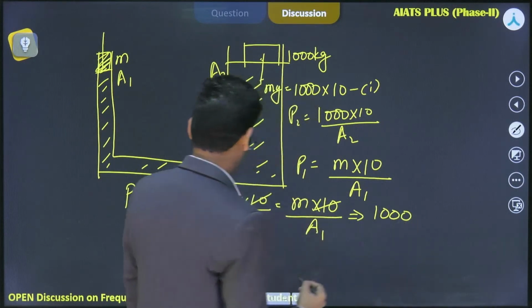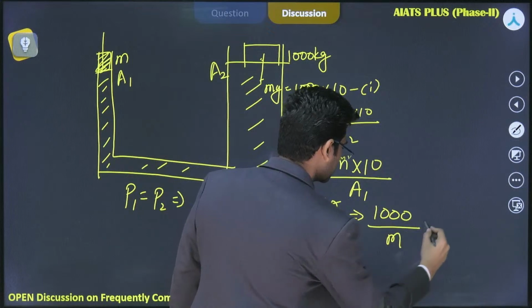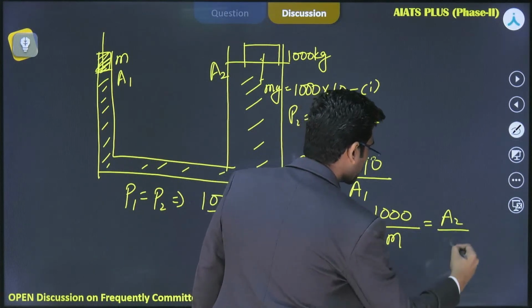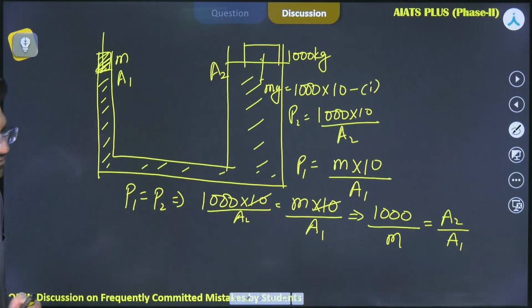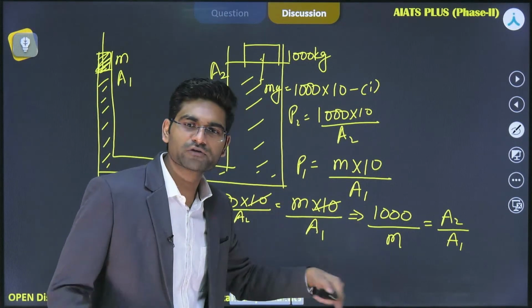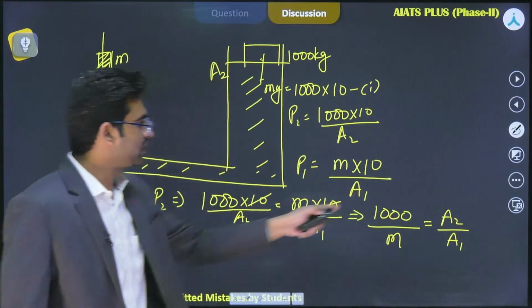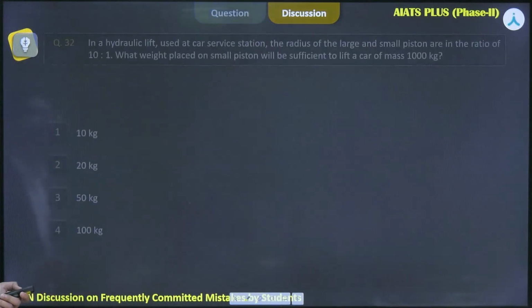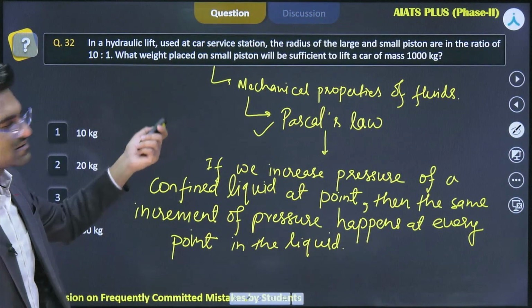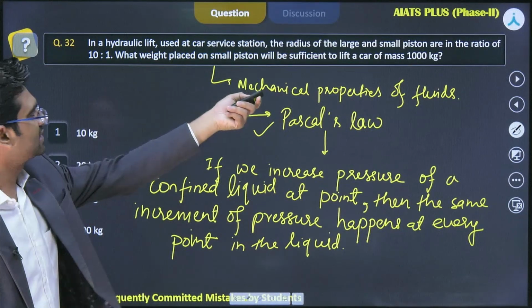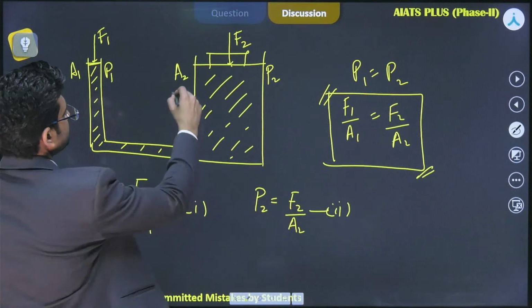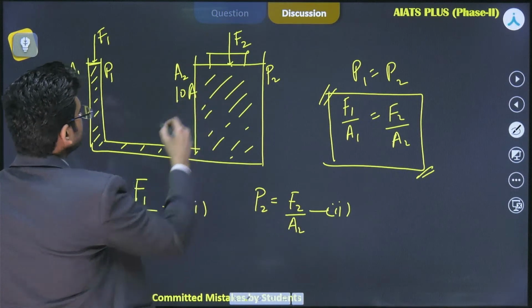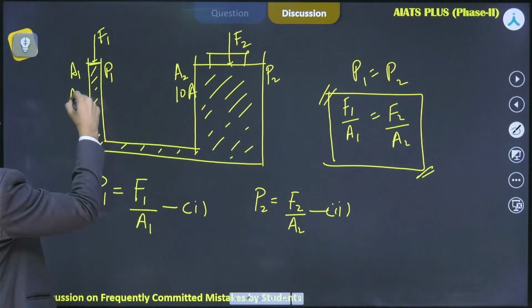1000 divided by M is equal to A2 by A1. Now A2 and A1 we have to find out, because in the final answer we have to find the mass M, right? So A2 by A1 is given here. The radius is in the ratio of 10:1. So this should be 10A and this should be A.